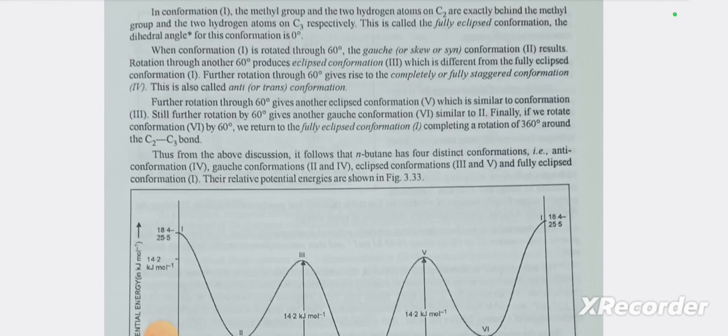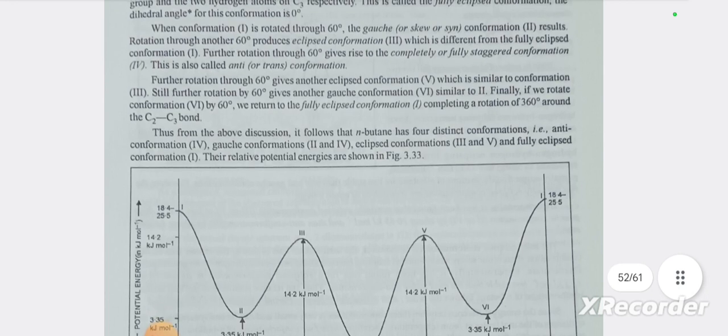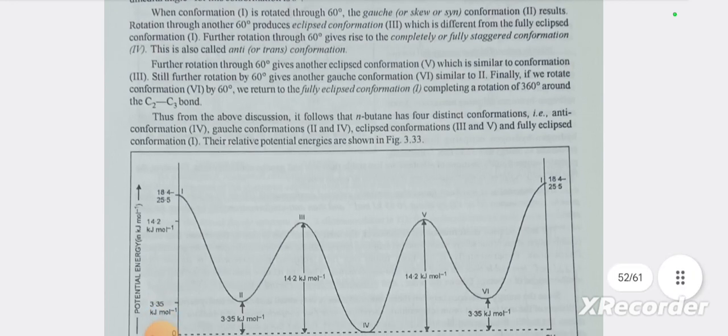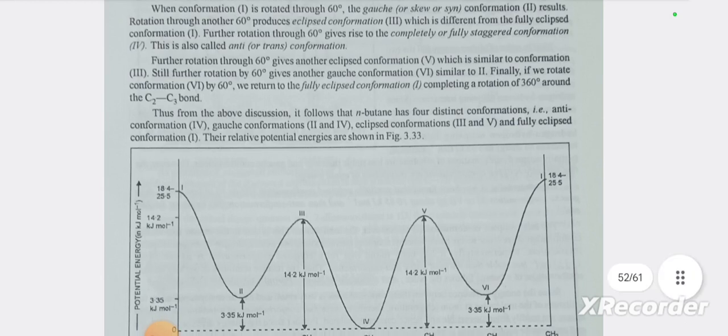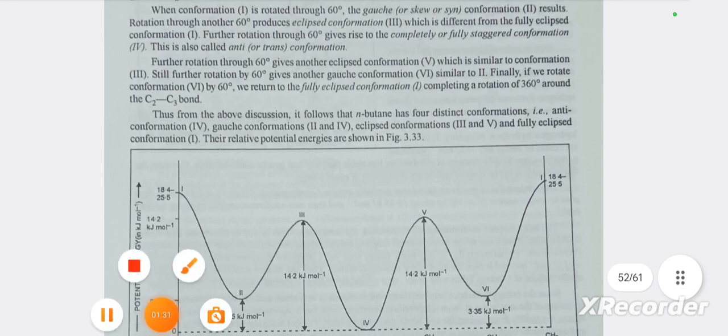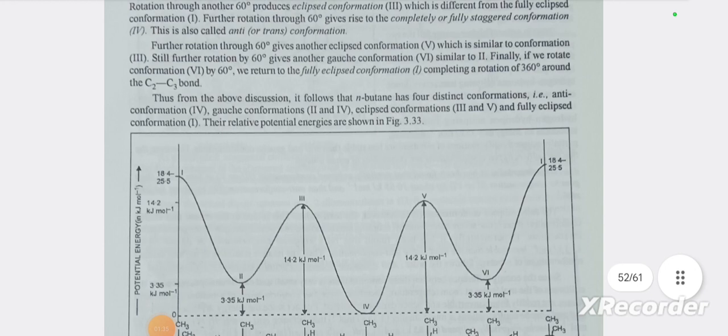When the conformation is rotated through an angle of 60 degrees, the gauche or skew conformation results. Rotation through an angle of 60 degrees produces an eclipsed conformation, which is different from the fully eclipsed conformation. Further rotation through 60 degrees gives rise to the completely or fully staggered conformation, fourth. This is also called the anti or trans conformation.